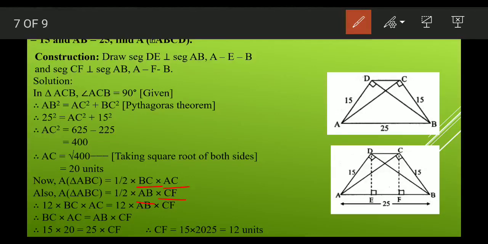If the area is the same, we can write half into BC into AC is equal to half into AB into CF. It's not 12, it's half, children. Okay, half gets cancelled. We will have BC into AC is equal to AB into CF. So BC value is 15 multiply 20 equals 25 multiply CF. So we will get the answer of CF as 12.